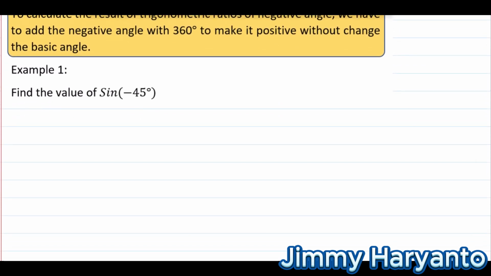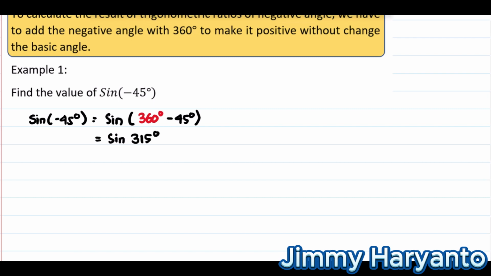Let's say we have sine negative 45 degrees. As we can see, the angle is negative. To make it positive, we only have to add 360 degrees to negative 45 degrees, so we will have sine 315 degrees. And after we have the positive angle, we only have to calculate it like usual.